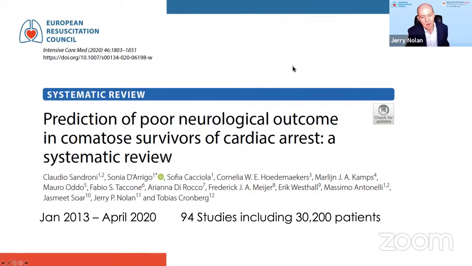I think the area that's potentially the biggest amount of science, at least with some change, is around prognostication in patients that remain comatose after cardiac arrest. And this is a systematic review that's just been published very recently in Intensive Care Medicine. It's an enormous effort on behalf, particularly of Claudio Sandroni and his team. You can see included in this are 94 studies of 30,000 patients. I suspect it might set a world record for the number of pages of an article published in Intensive Care Medicine.